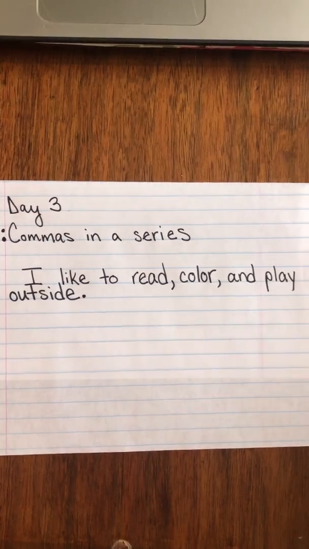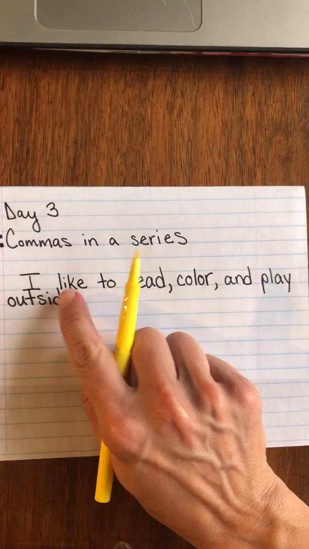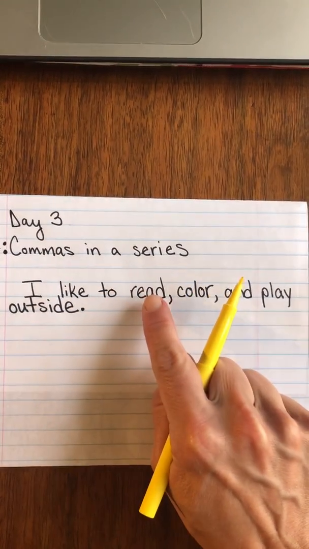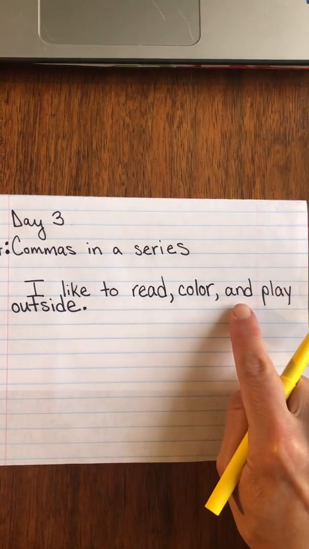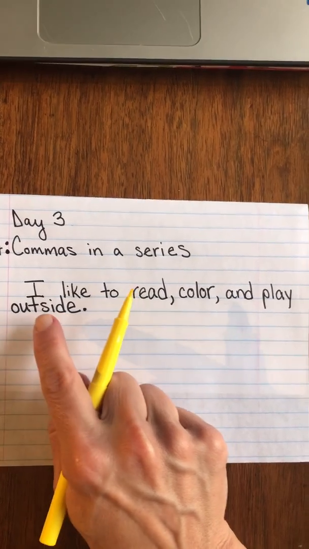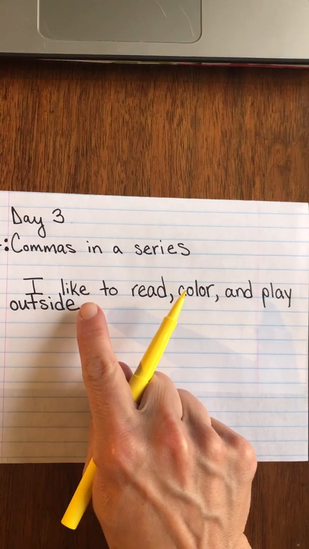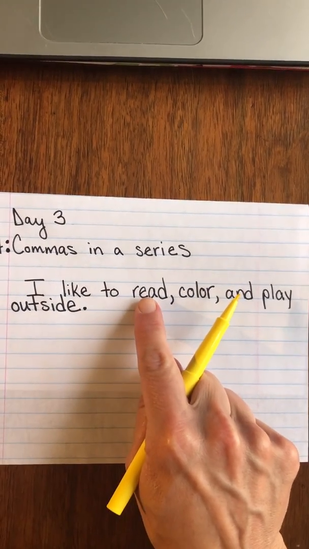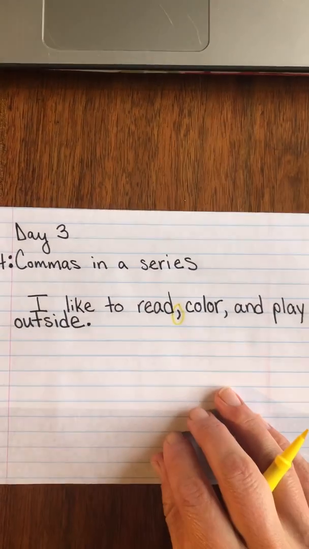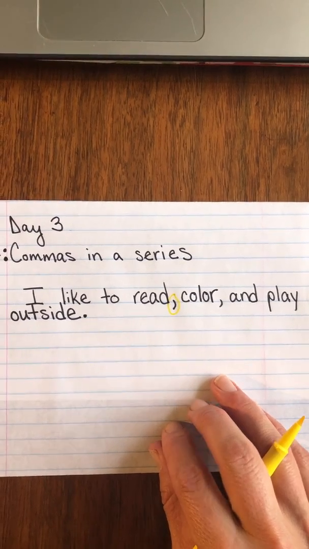I'm going to switch out my color pen so that we can take a look at where those commas are and what items they are separating. The sentence says, I like to read, color, and play outside. So I want you to notice what ideas I'm listing. It's the things that Mrs. Duncan likes to do. Mrs. Duncan likes to read. Notice that the comma is right there because it separates the next item of actions of what I like to do.